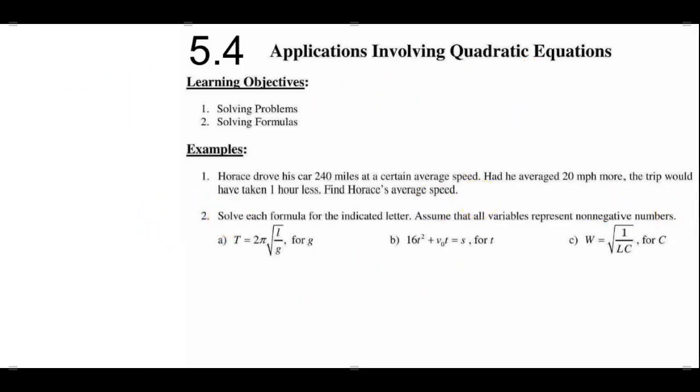Okay, going on to letter B, and I'll write this out a little bigger for you. And I'm also going to put it in standard form, because this is not quite standard form, and you'll see why I do that in a few moments. So I get 16 t squared plus, this is initial velocity of t, minus s equals 0.